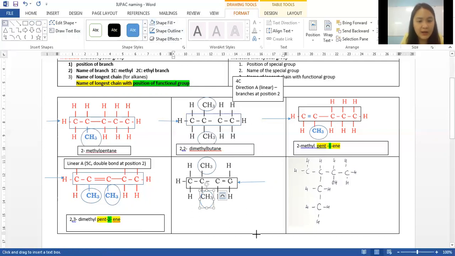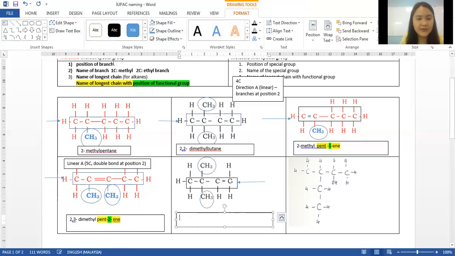Okay, so now let's name the molecule. We start with the position of the branch. If I read from here, the first branch is position 3. The second branch is also at position 3. Next, what's the name of the branch? My first branch is called a methyl branch. My second branch is also called a methyl branch. So this is dimethyl, right?